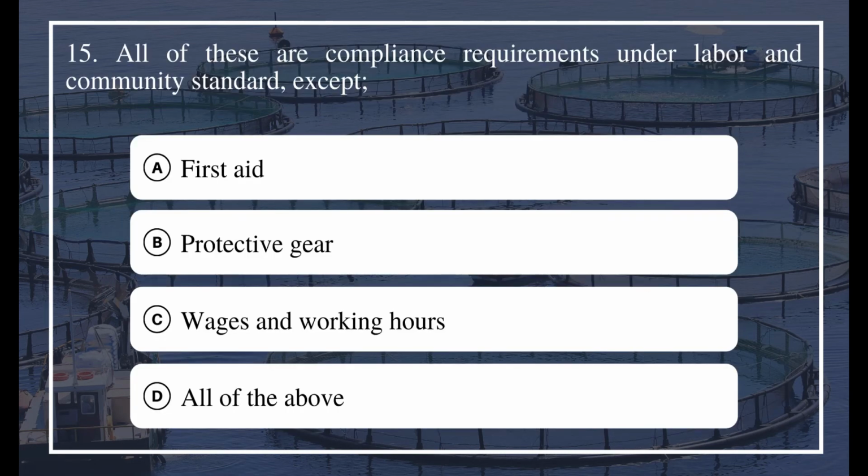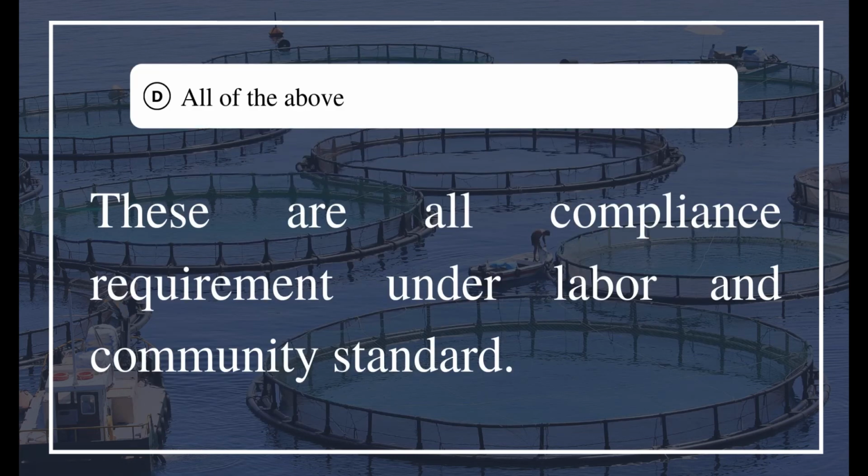15. All of these are compliance requirements under Labor and Community Standard, except A. First aid, B. Protective gear, C. Wages and working hours, D. All of the above. The answer is D. All of the above. These are all compliance requirements under Labor and Community Standard.